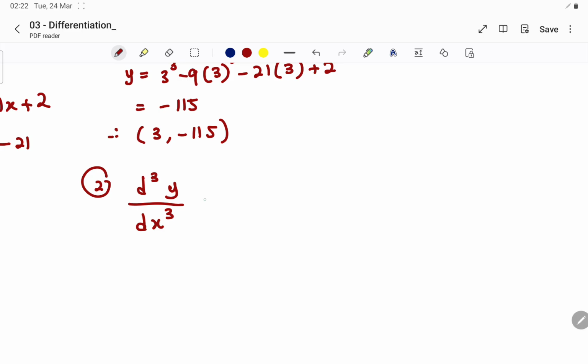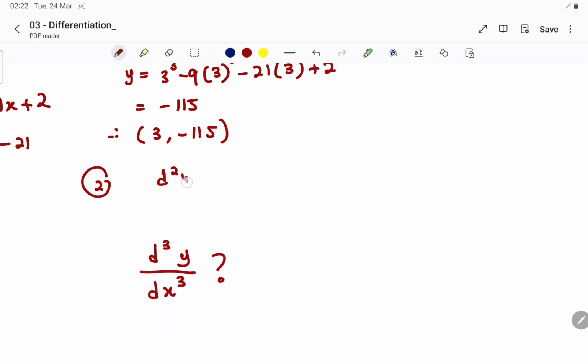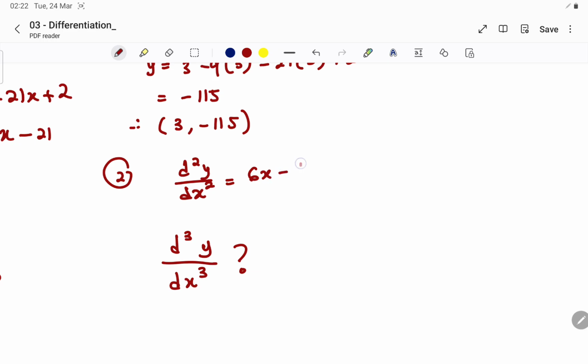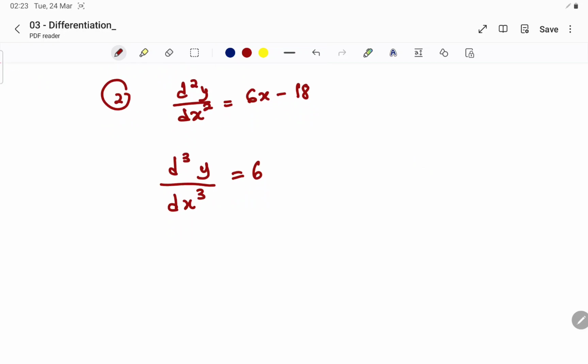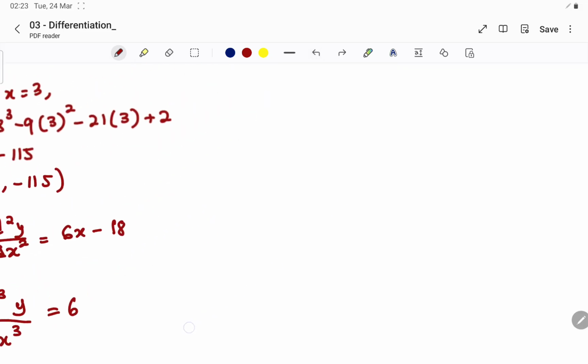Okay, so we find the third derivative here. By right, we already got our d square y dx square. After we differentiate two times, we get 6x minus 18. So you differentiate again 6x minus 18: 6x differentiates to become 6, and negative 18 differentiates to become 0. So after differentiating the third time, you're going to get equal to 6.